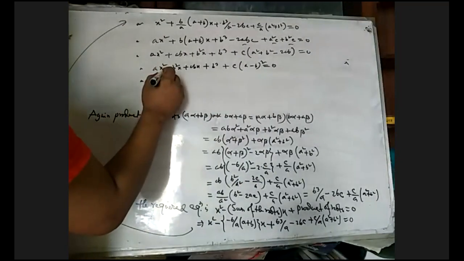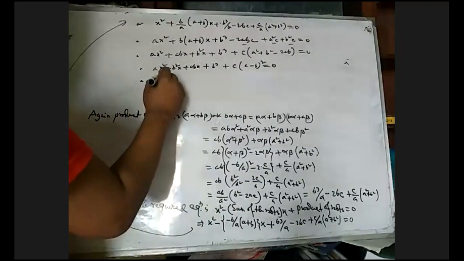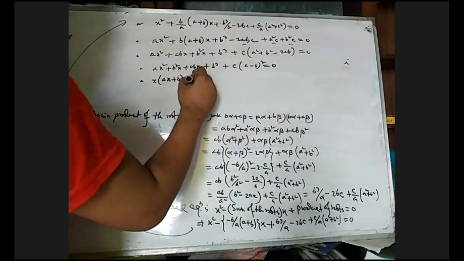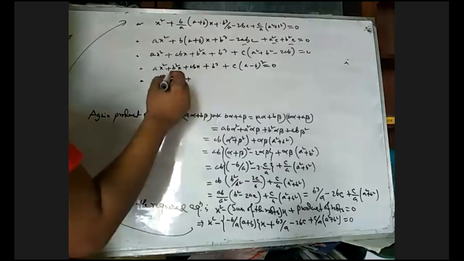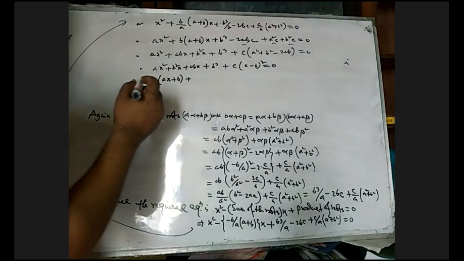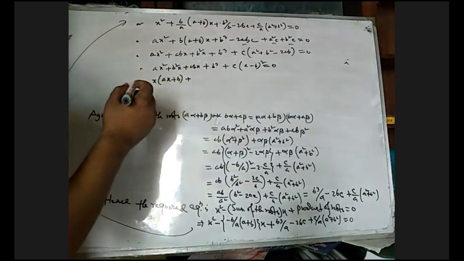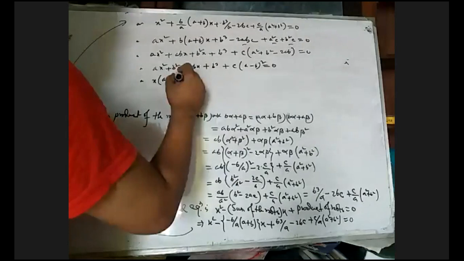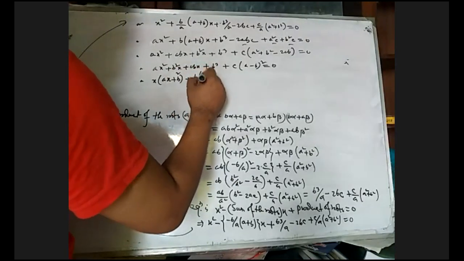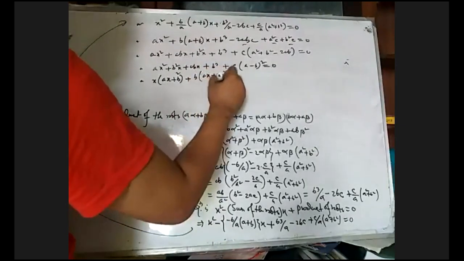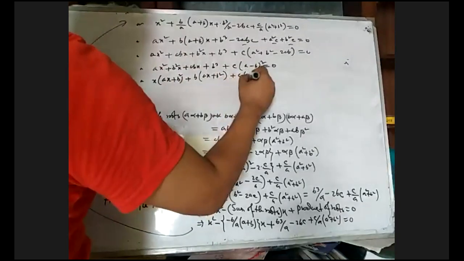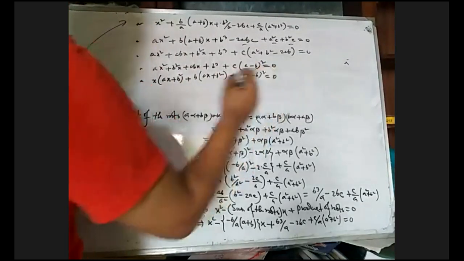From these two, we can take common x, ax plus b, and here we can take b common. Then we get x plus b square. This will be b square here, plus c into a minus b whole square equals to 0.